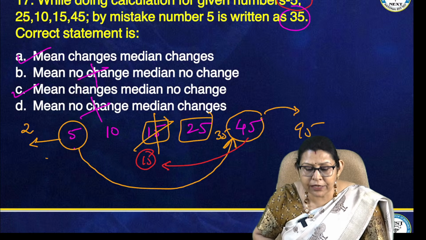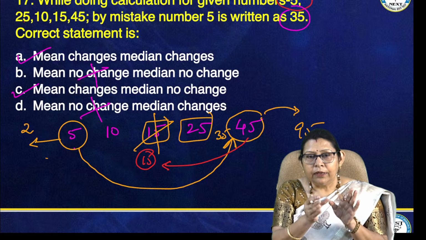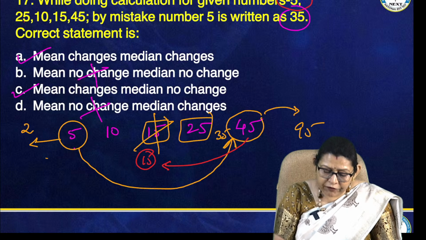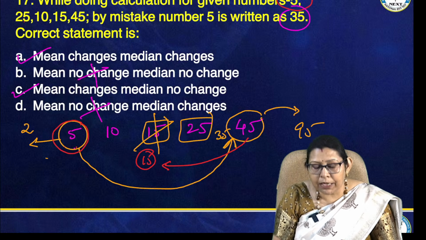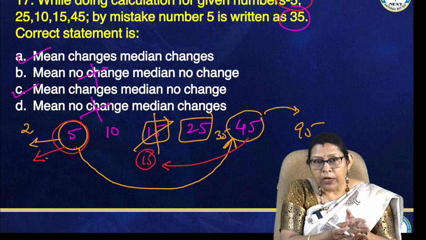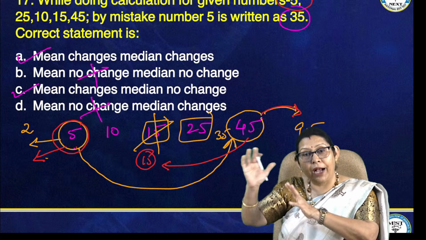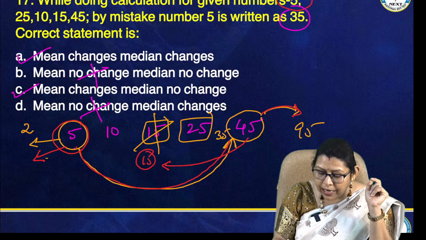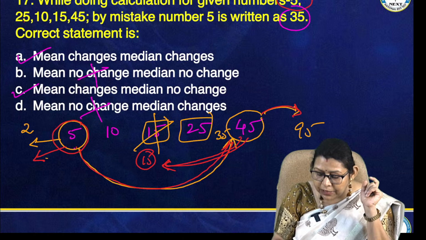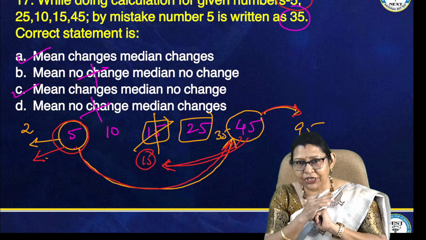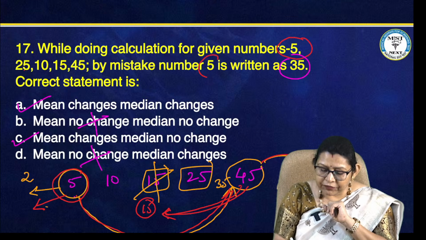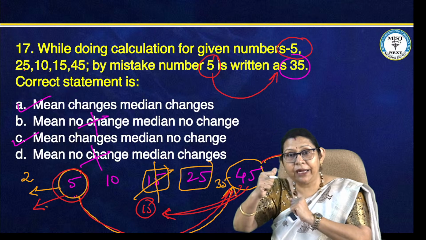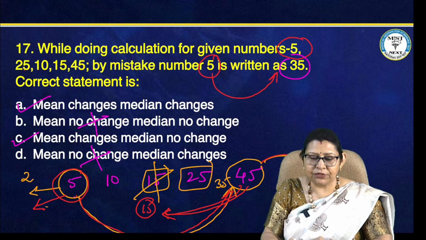Now I repeat in English that the mean will change in every situation. But if the smallest number is becoming even smaller or the highest value is becoming even higher, the median will not change. But if the smallest value is becoming higher or the highest value is becoming lower, your median will change. So here, the 5 is being replaced by 35. The lowest number is becoming a higher number, so the median will change.